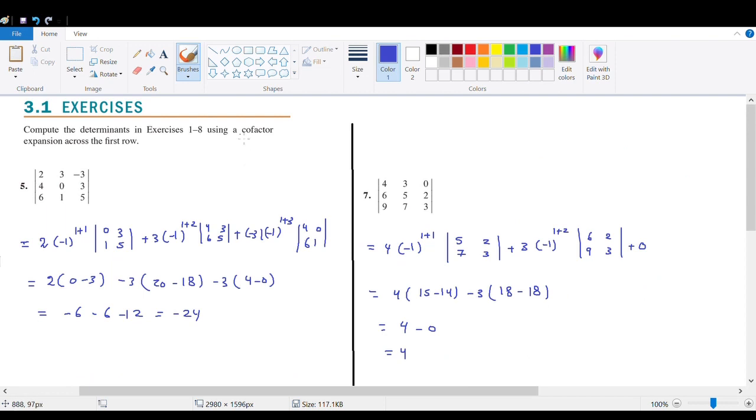So again, for 5 and 7, we need to compute the determinant using a cofactor expansion across the first row. So we'll start by multiplying 2 by the cofactor, then 3 multiplied by the cofactor, then minus 3 multiplied by the cofactor. Similarly, for 7, we go through the first row and then using cofactors to find the determinant, we find that this one is equal to 4.